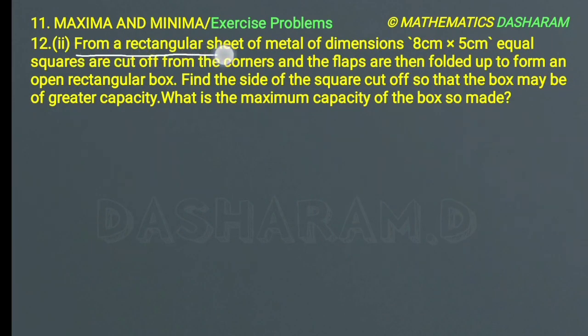Second question, from a rectangular sheet of metal of dimensions 8 cm by 5 cm. 8 is the length, 5 is the breadth. Equal squares are cut off from the corners and the flaps are then folded up to form an open rectangular box. So find the side of the square cut off so that the box may have the greatest capacity. Greatest means here consider maximum capacity. Capacity means volume of a rectangular box. What is the maximum capacity of the box so made? So same like the previous question.